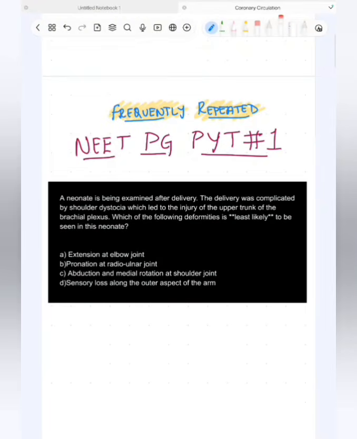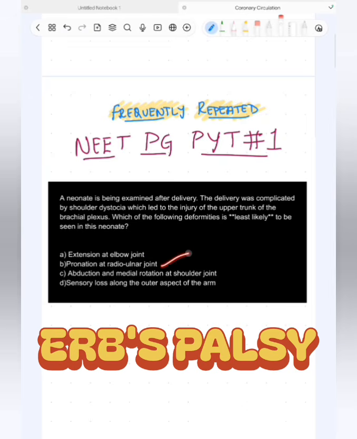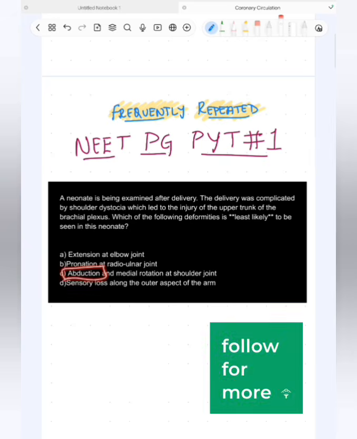Back to our question, as we saw, there is extension at the elbow joint, pronation at the radioulnar joint, and sensory loss along the outer aspect of the arm, but there is adduction and medial rotation, whereas here in the options it is given as abduction. So the answer is C.